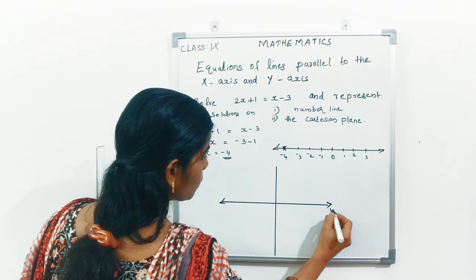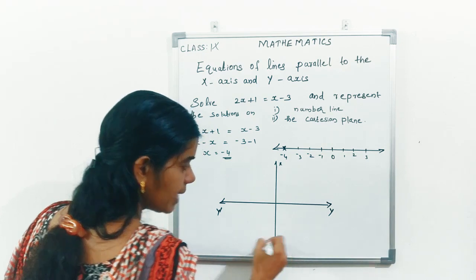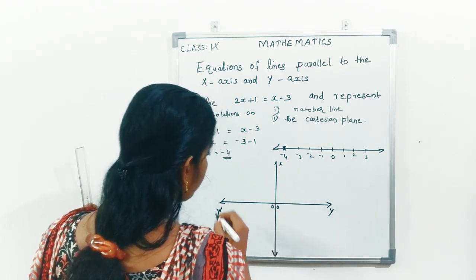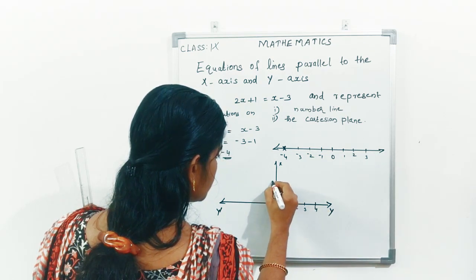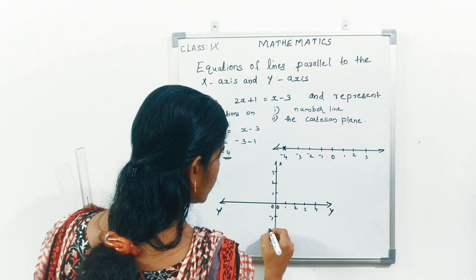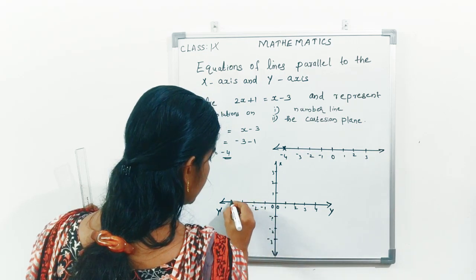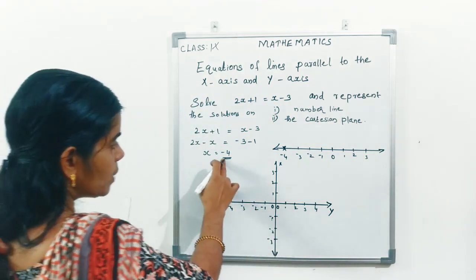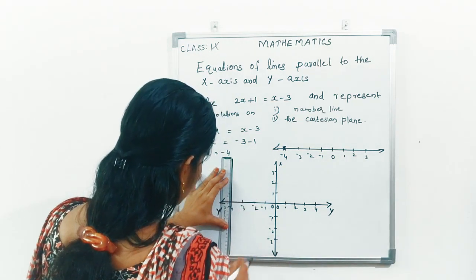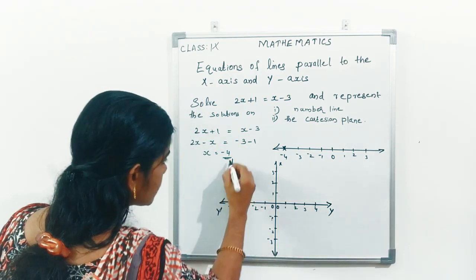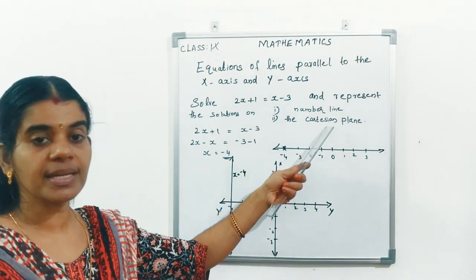You already know this will be the y axis, this will be our x axis, this will be the negative x, and this will be 0. Next, 1, 2, 3, 4. Here 1, 2, 3. This will be minus 1, minus 2, minus 3, and here minus 1, minus 2, minus 3 and minus 4. Then you want to mark x is equal to minus 4. This will be our line, parallel to the y axis. This is x is equal to minus 4. This is the representation in the Cartesian plane.